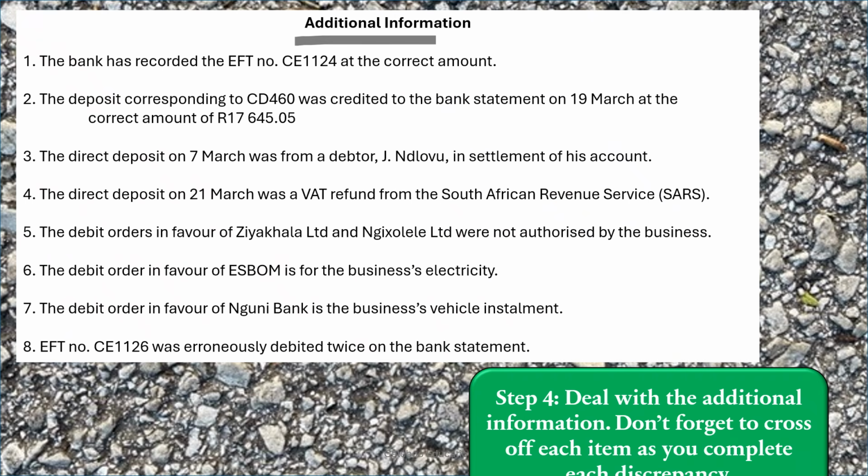Now we go on to the additional information, deal with the additional information, and I've written here, don't forget to cross off each item as you complete each, that says down there, discrepancy.